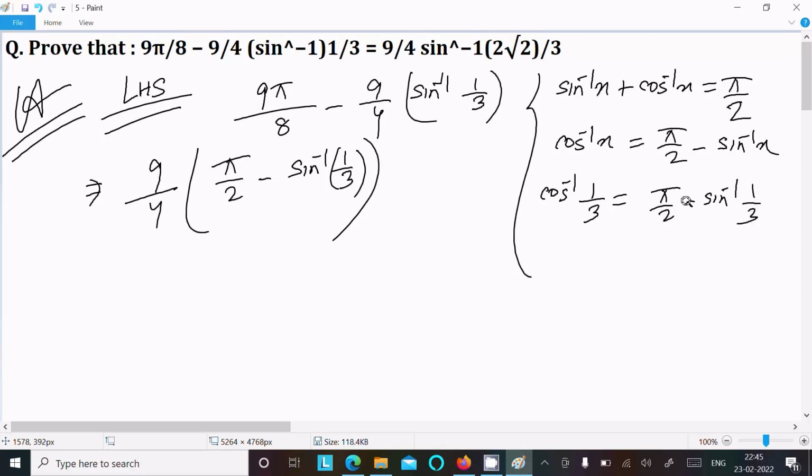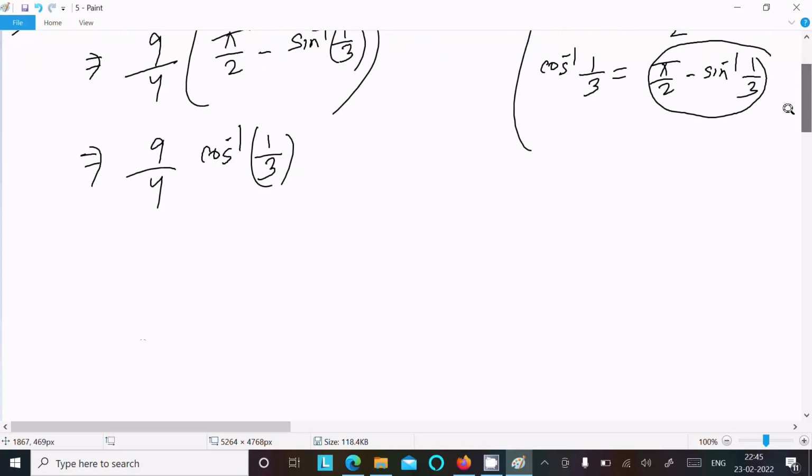Okay, so sine inverse 1 by 3 plus cos inverse 1 by 3 also comes to pi by 2. So in this place we can put cos inverse 1 by 3. So now we can write 9 by 4 and cos inverse 1 by 3.